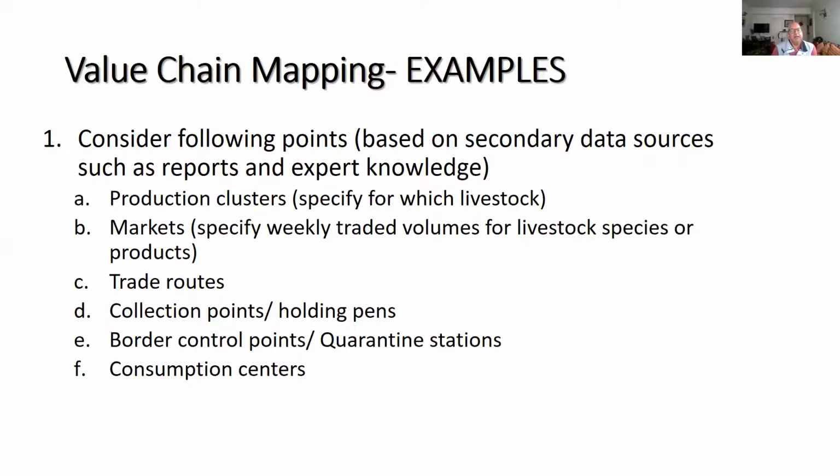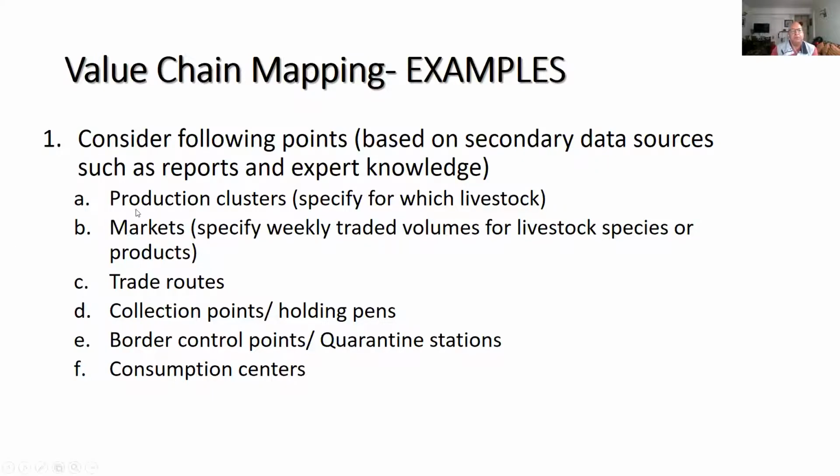That's why one of the major parts for veterinarians is to understand the value chain. You need to understand the value chain, whether you are learning epidemiology, or you are doing transboundary animal disease, emerging diseases, or zoonotic disease. These are some of the components you need to understand about your locality or your district or wherever you work.